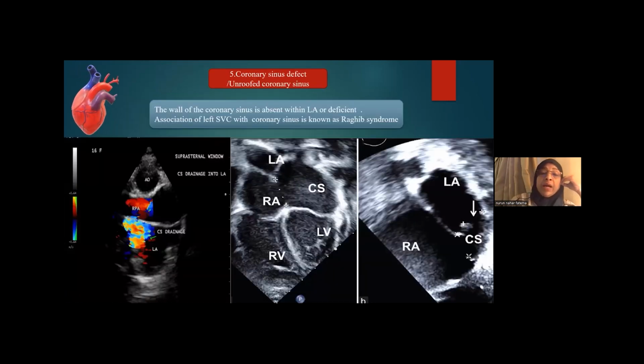Now, unroofed coronary sinus is another type of abnormality in the atrial septum. Here, the wall of the coronary sinus is absent or deficient within the left atrium, and it may be associated with the persistent left superior vena cava with coronary sinus and is known as Raghib syndrome.